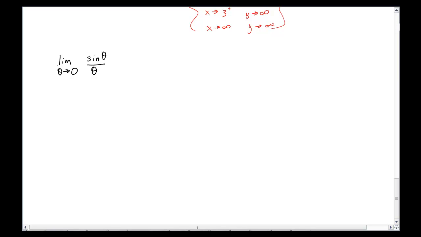Okay, so we're going to do the limit as theta approaches 0 of sine of theta over theta. Now, this presents some problems because sine of theta is 0 and theta is also 0. If theta is 0, then yeah, you get 0 over 0. It's not as simple as the polynomials where we just divide by something and it just kind of gets rid of all our problems.